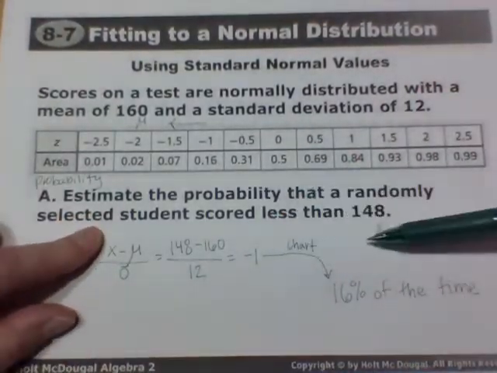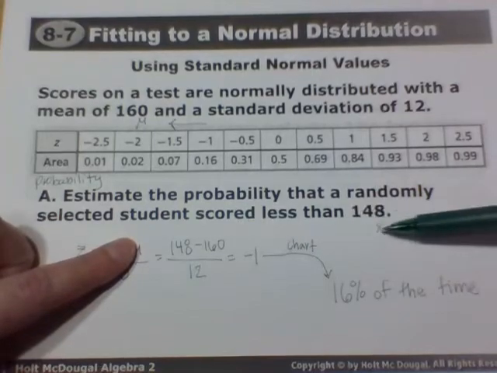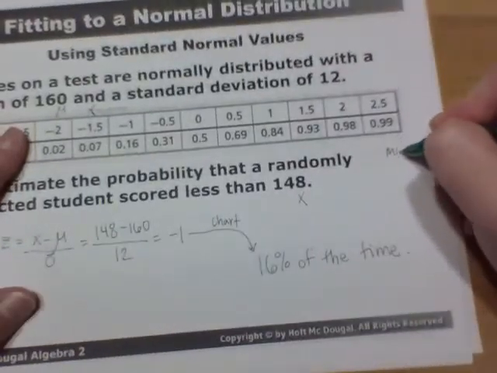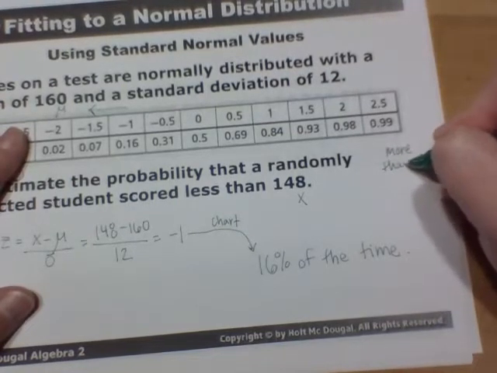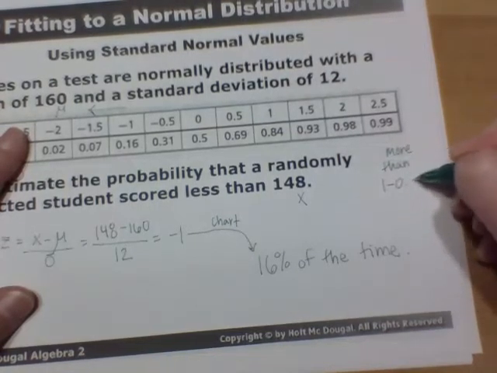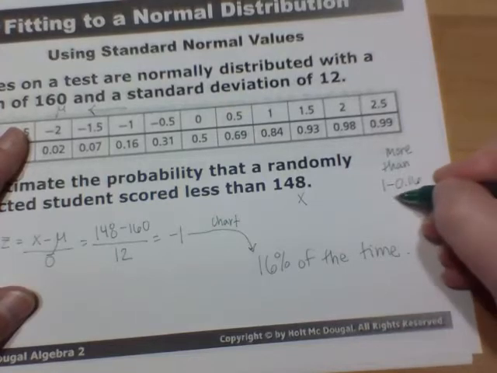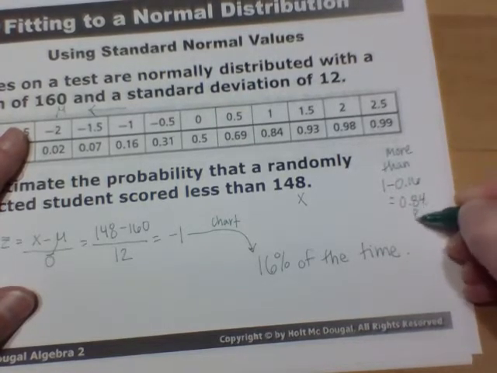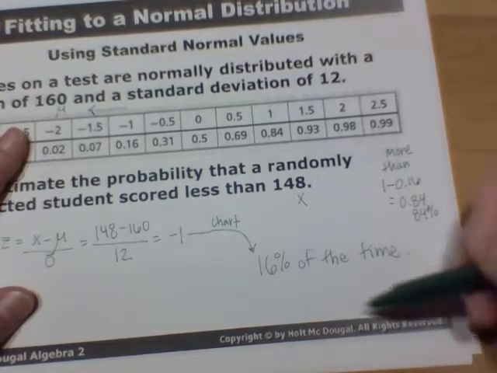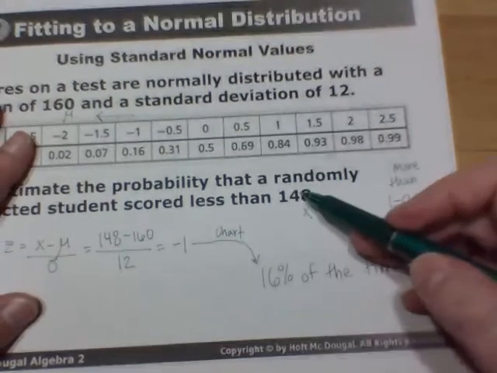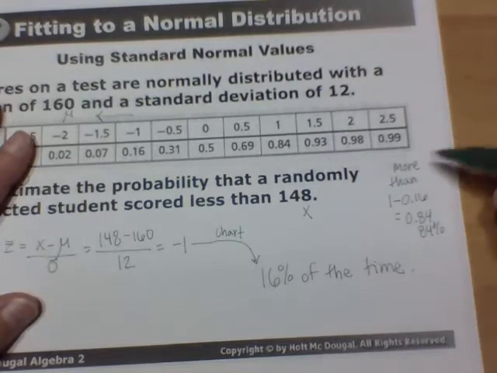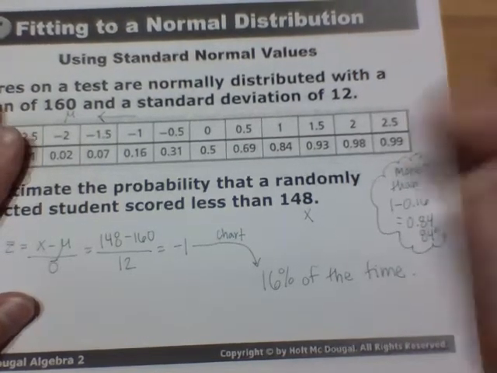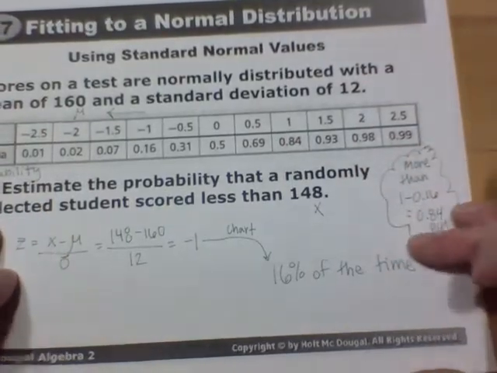Let's say that they had switched this and said scored more than 148. If we were going to do more than, we would need to take 1 minus 0.16. And so we'd be left with 0.84, which means that 84% of the time they're going to score over 148 on the test. So again, just an idea of how you might change this and use this diagram the opposite way.